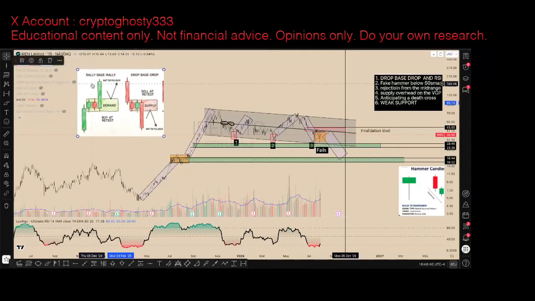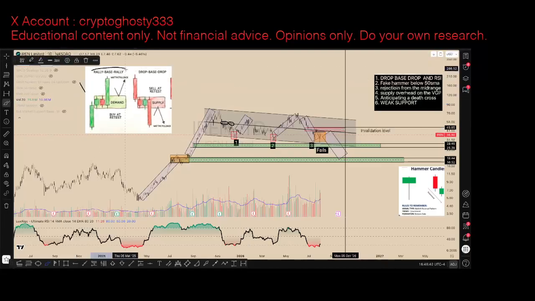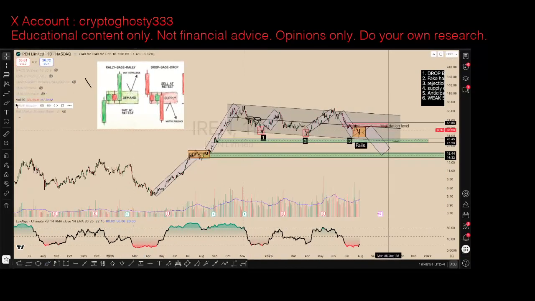So here I have an explanation on how a rally-based rally looks like and how a drop-based drop looks like. This is something I noticed today. Here you guys can see we had a big rally, then we created the base, and then we had another big rally. So I'm gonna point out the differences. When we were on this consolidation, creating this base, if you see the daily RSI, we were overbought, remained overbought, and kept going to the upside.